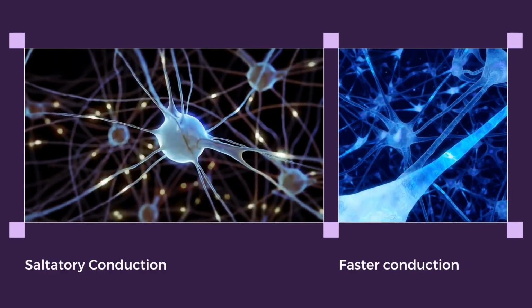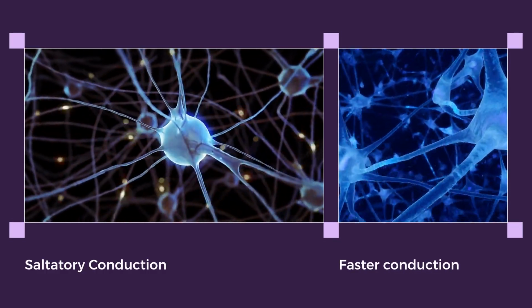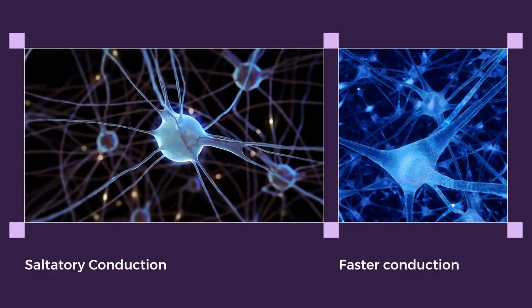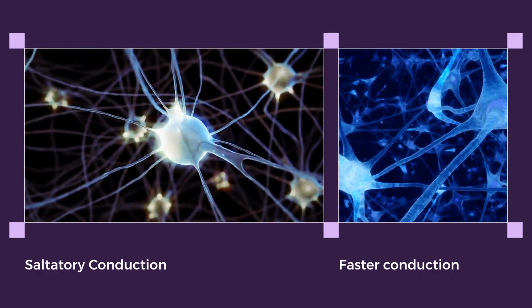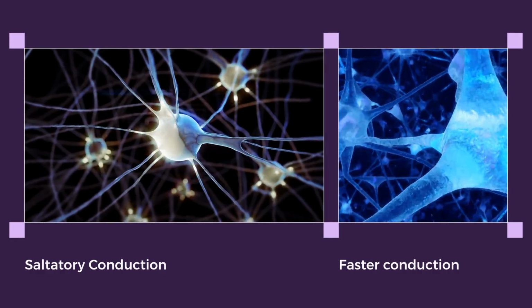In myelinated nerve fibers, the impulse jumps from one node of Ranvier to another. This jumping movement, called saltatory conduction, significantly increases the speed of impulse transmission.